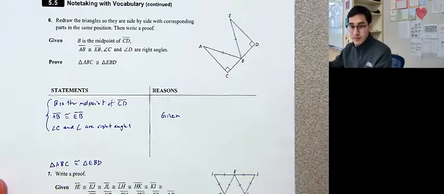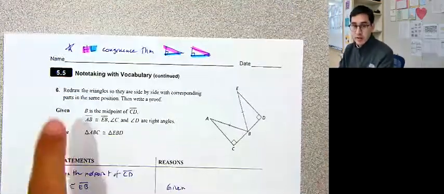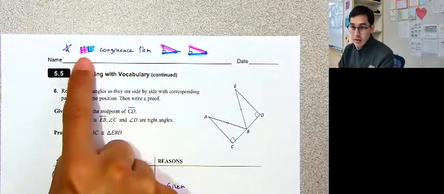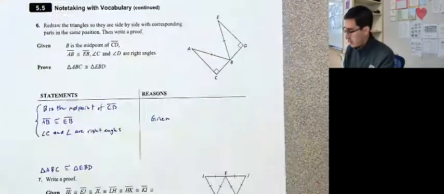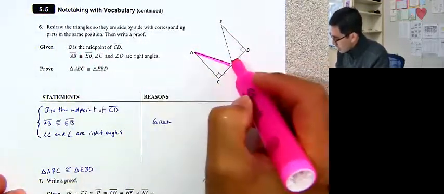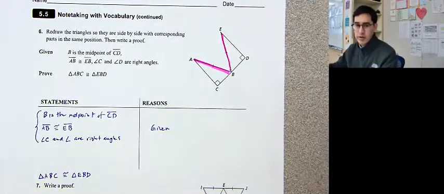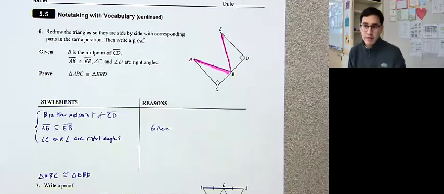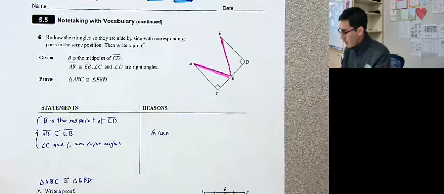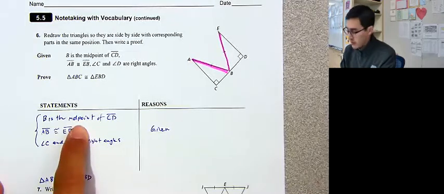So we see that we have right triangles. So this is a good candidate for the hypotenuse leg congruence theorem. We can see in the diagram and also in the given statement that the hypotenuses of these triangles are already congruent. Now we just have to show that a pair of legs are congruent. A lot of times if you see a key vocabulary word, you're probably going to have to use the definition somewhere in the proof.